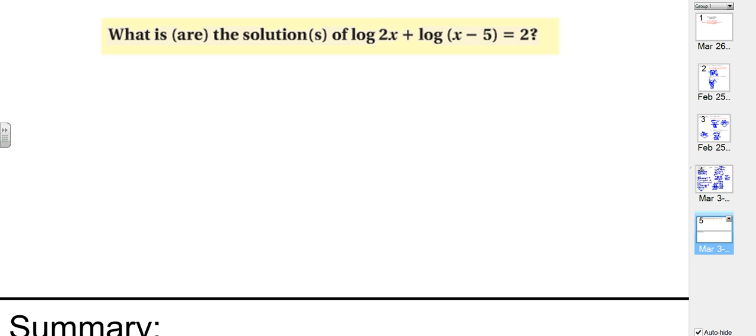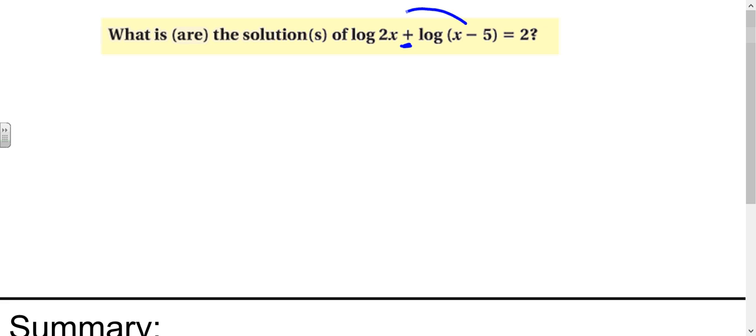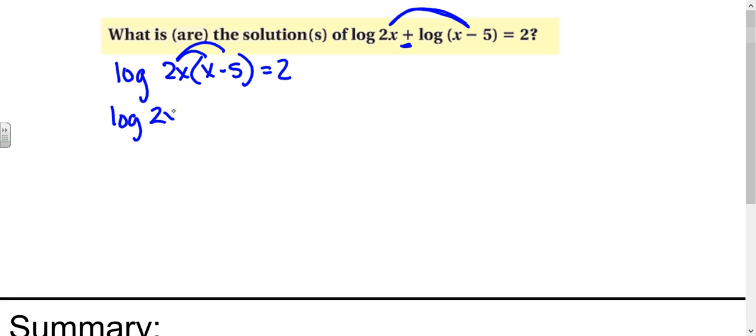So what are the solutions of log of 2x plus log of x minus 5 equals 2? Well, I have two logarithms, so I probably want to condense this down. And they are added together, so that means that I actually multiply these two numbers to condense. So I have log of 2x times x minus 5 equals 2. And I can distribute these. So I have log of 2x squared minus 10x equals 2.